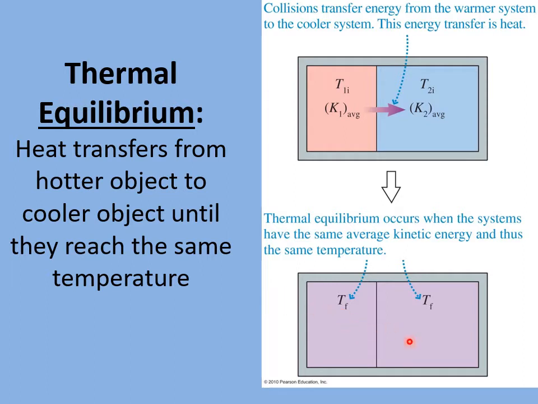Once this thermal equilibrium is achieved, there is no net thermal energy or heat transferred between the two systems. Any energy going to the right is offset on average by energy going to the left, and so they remain in thermal equilibrium.